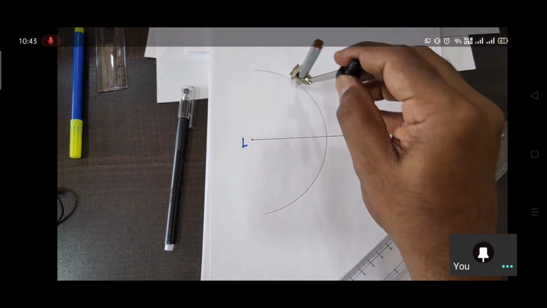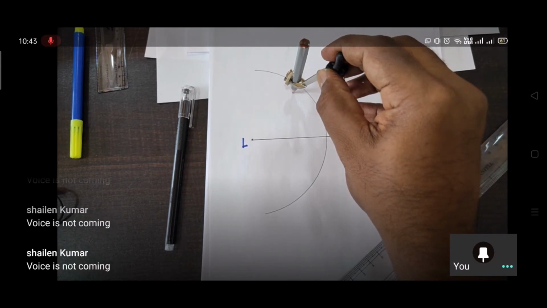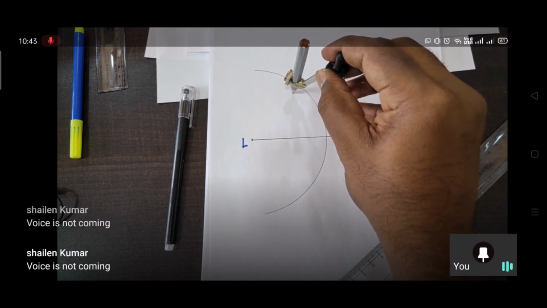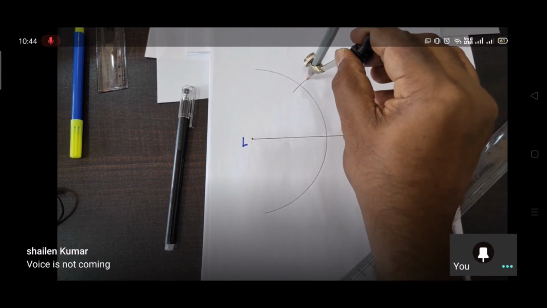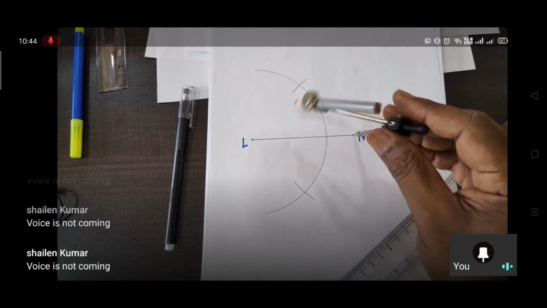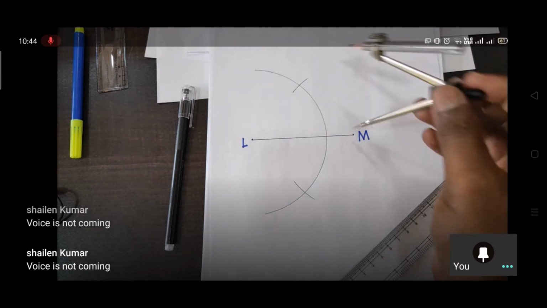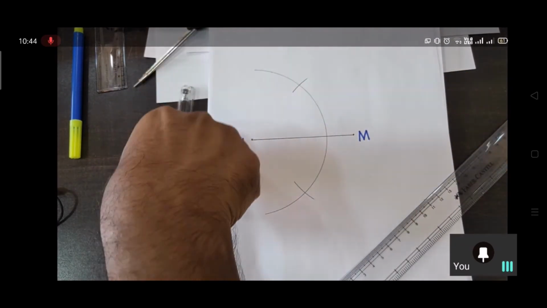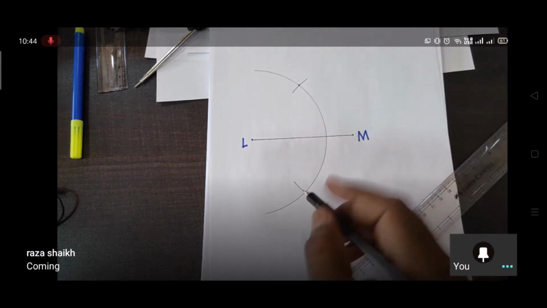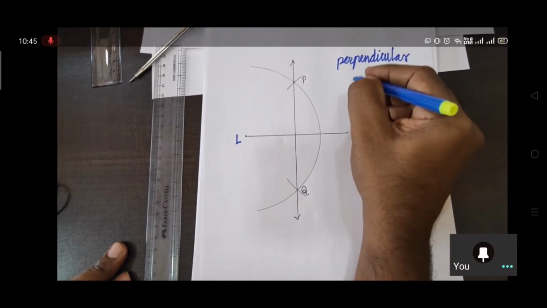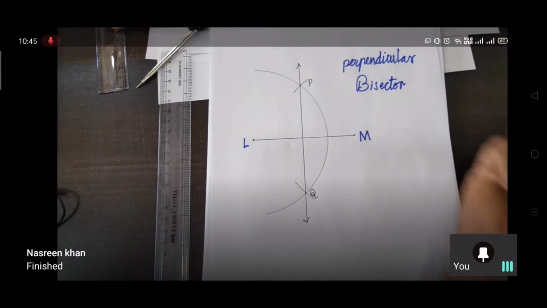If you cut it here and also cut from here, both the sides, upper and here lower. For the second time, no need to draw a big one. Just what is our aim? To get here the point where the two arcs intersect. Here one point, another point. I will give the names P, Q.